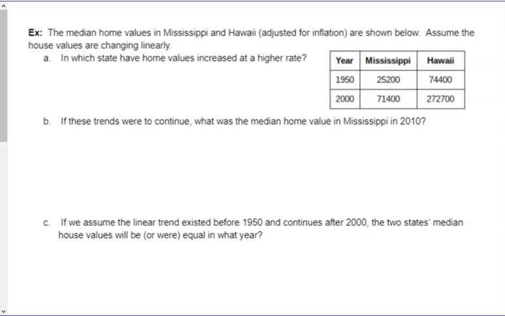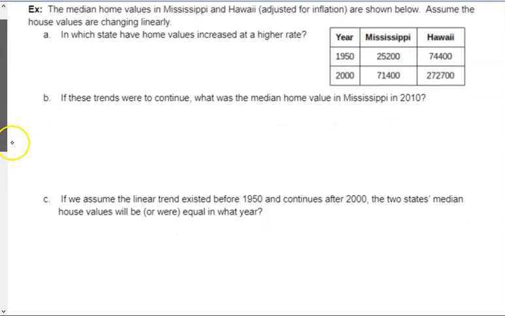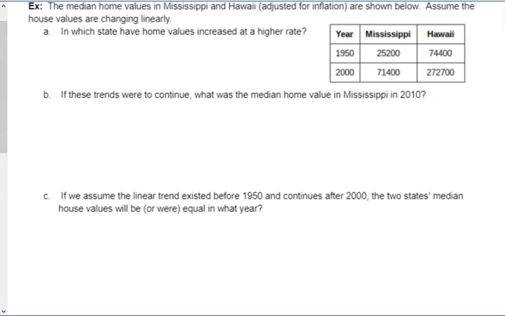The next one is talking about median home values in Mississippi and Hawaii, which are adjusted for inflation, shown below. Assume that the house values are changing linearly. So we're going to be able to put a linear function on there, y equals mx plus b, if we so choose. Now, the median home value, that's just like the middle. If you were to line them all up and find the middle, that's what the median is. Which state has home values that are increasing at a higher rate?